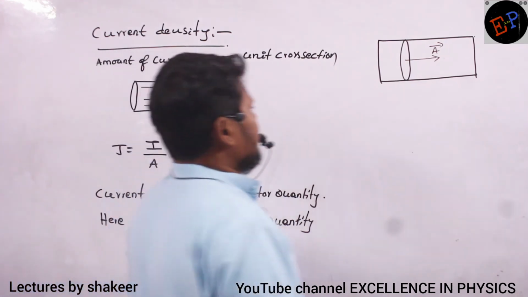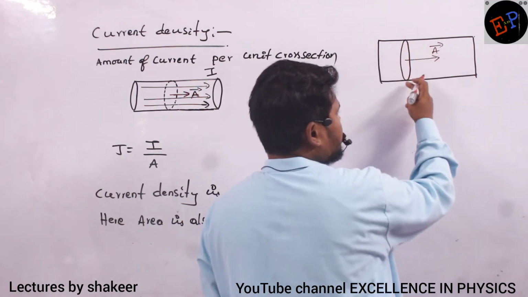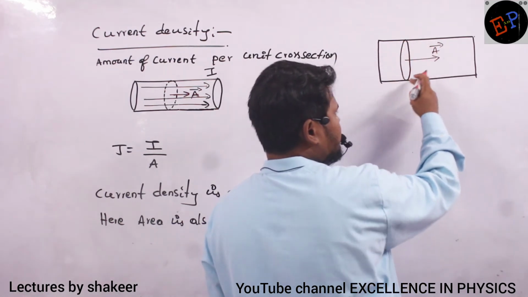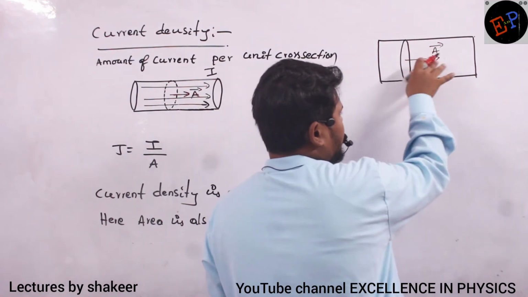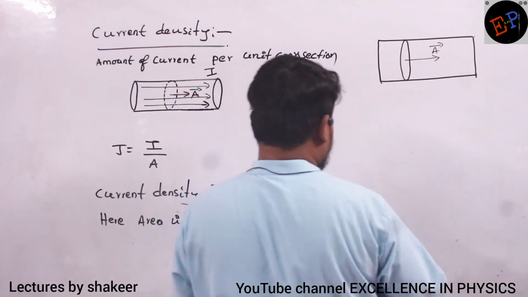Now what I do is, instead of taking the area like this, now the area of cross section is covering the whole volume of this conductor, or throughout the area of cross section it is covering. So more current will definitely flow. Current is flowing throughout this cross section.